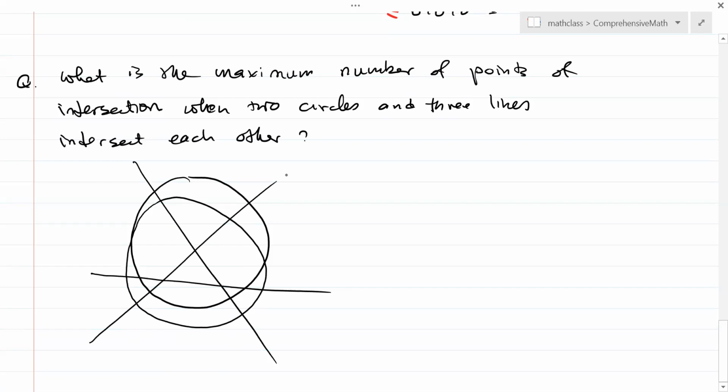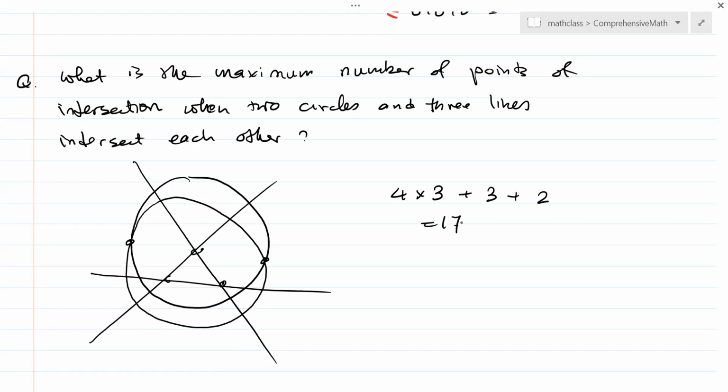In total, for the circles, each line gives you four intersection points, and you have three lines. This is an intersection point between a line and a circle. You also get three intersection points between lines. Then you also get two intersection points between two circles. Total is 17.